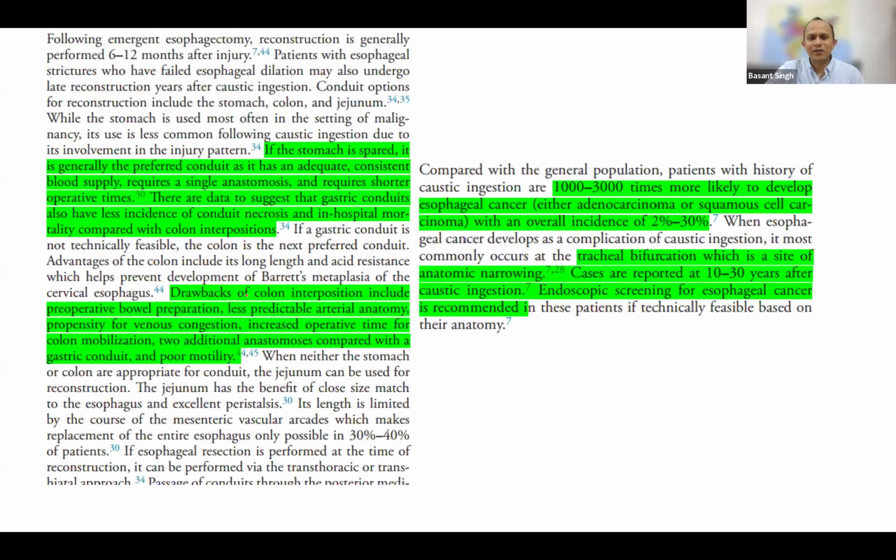So this was the conduit, I think. If the stomach is spared, it is generally the preferred conduit as it has an adequate and consistent blood supply, single anastomosis, and all those things. Problems with colon is that preoperative bowel preparation is required, less predictable arterial anatomy, propensity for venous congestion, increased operative time, two additional anastomoses. So remember, if available, use stomach.